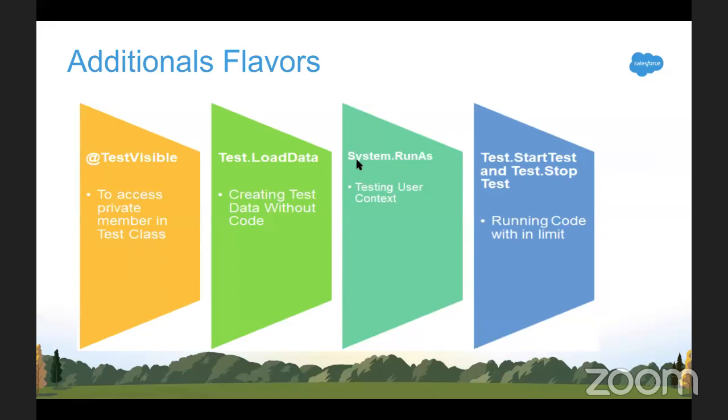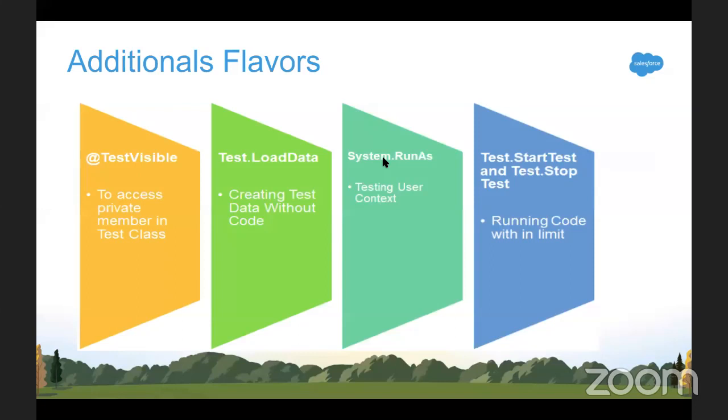And the third one is System.runAs. What it will do is, whenever you're dealing with sharing settings or role hierarchies, or whenever you're developing a managed package or applications, this will definitely help you cover multiple scenarios.